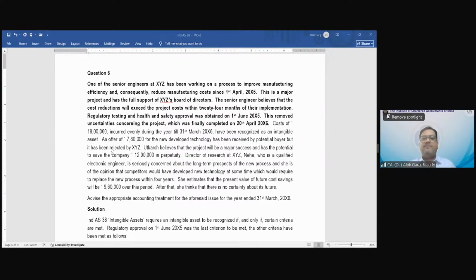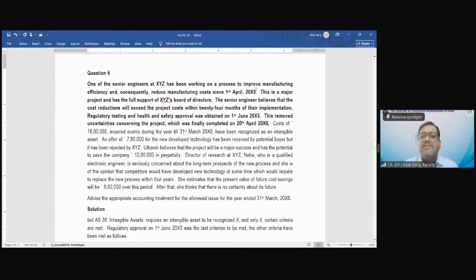To decide the research phase and the development phase, but this is an internally generated asset. It doesn't matter. An internally generated intangible asset has to pass through the research phase and development phase, right? Yes. So only internally generated goodwill, brand, market share are not required to be capitalized. But this is an internally generated intangible asset. Okay.